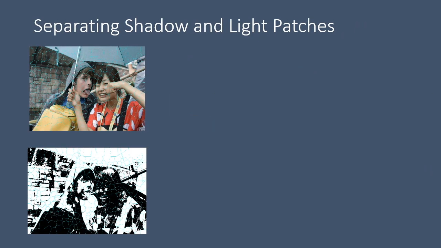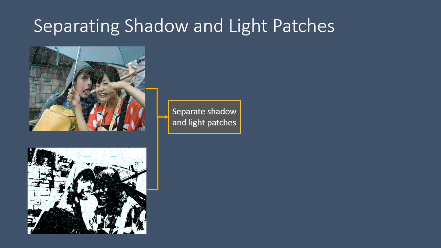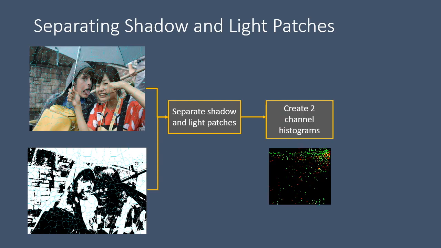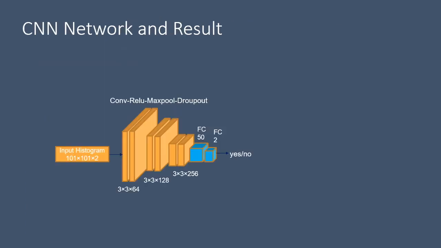In order to make our method more robust, we took another step further and separate shadow and light areas prior to the color analysis. Now we know whether each of our superpixels are under shadow or light and apply our method to each of these areas separately and create a two-channel histogram as shown in the picture and then pass it to CNN. This is our CNN structure.